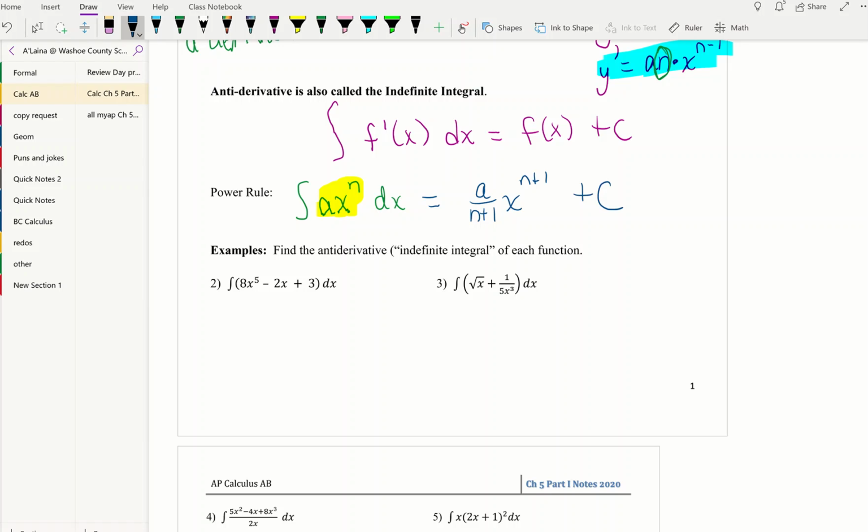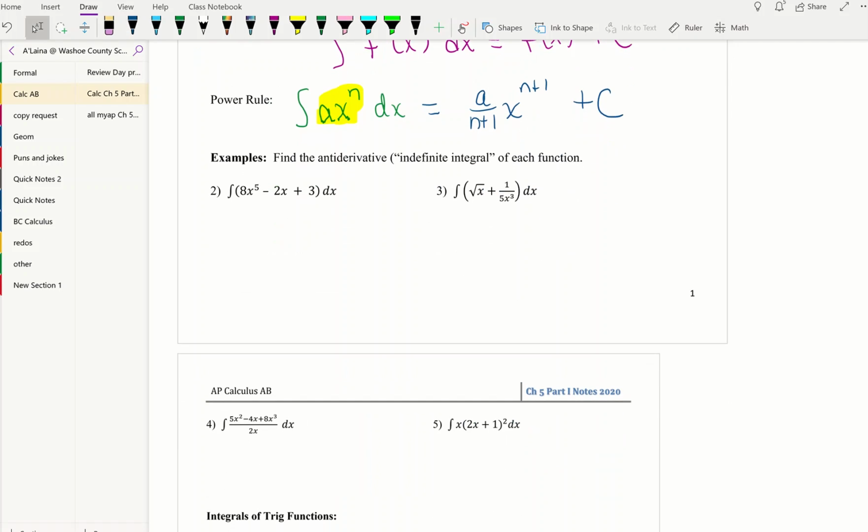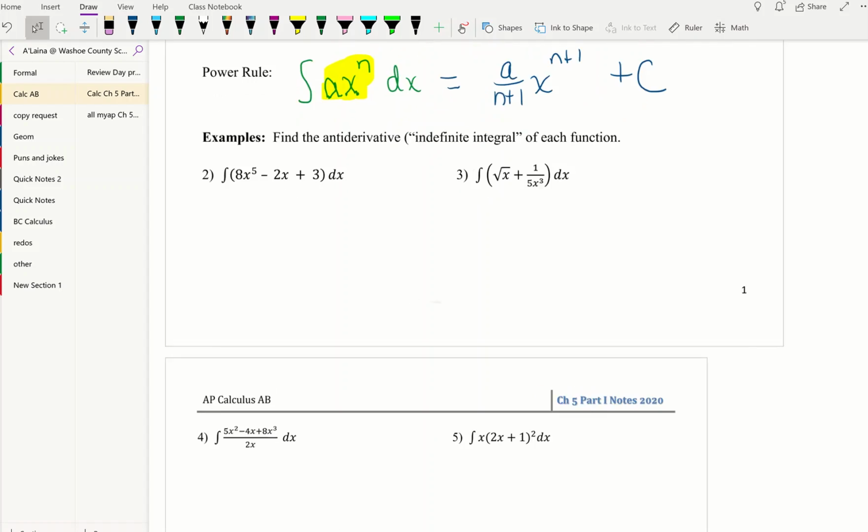Plus C. Now, in order to use the power rule, you do want all of your exponents to be written in ways that are understandable. In fact, if you preview a little bit and look ahead to number 3, just like when we do derivatives, we like to rewrite things in useful powers. That's going to be true in a question like number 3.